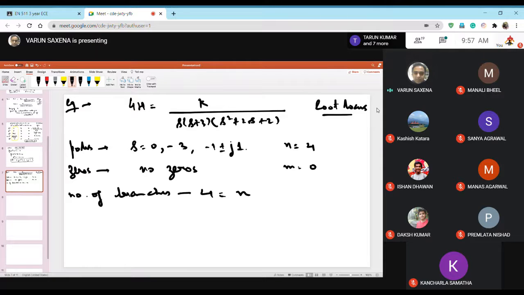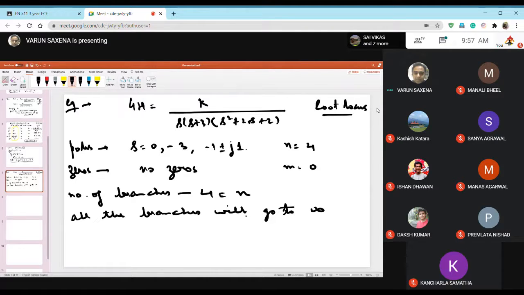Now, where would these branches be going ultimately? All the branches in this case will go to infinity, because there is no zero for a certain branch to terminate at. So all 4 branches are going to go to infinity.